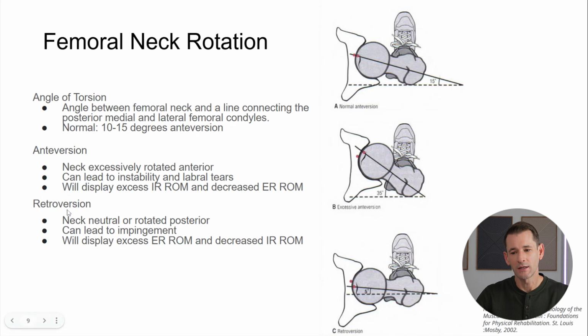The opposite of that is retroversion. So now instead of having that normal anteversion, maybe it's neutral. So they have 0 degrees of torsion between the neck and the shaft. That would be retroversion. This can lead to some impingement because it changes the forces within that joint itself. They're going to display the opposite. So a person with retroversion is going to display an excessive amount of external range of motion and a decreased amount of internal rotation when you measure it with a goniometer.